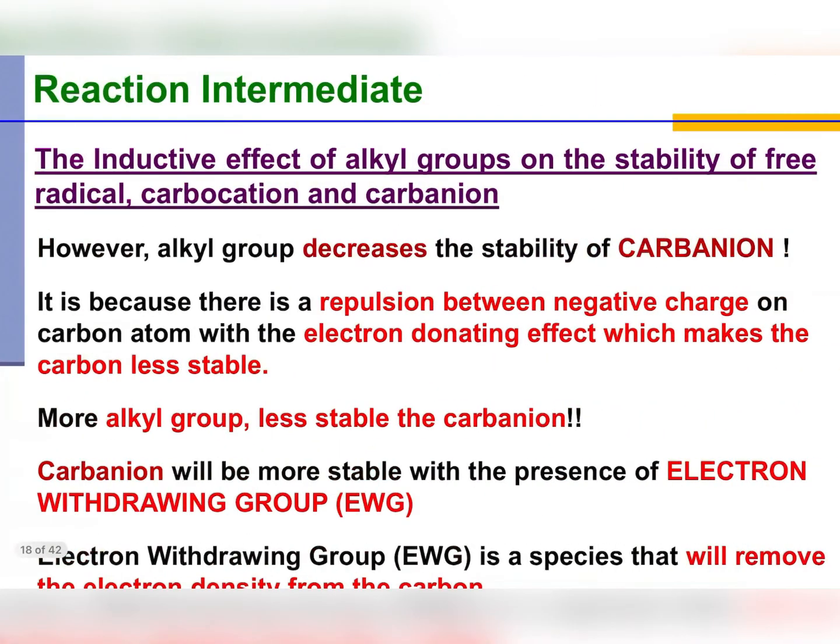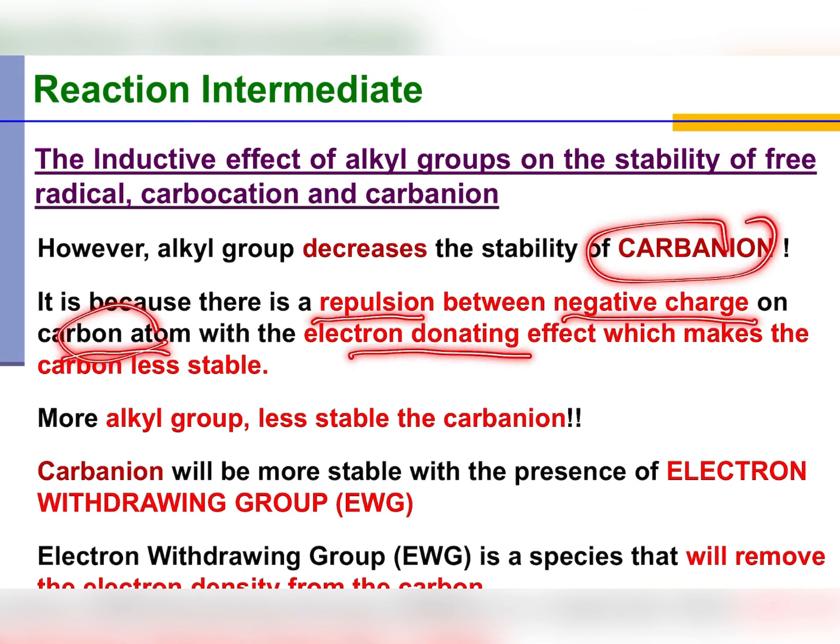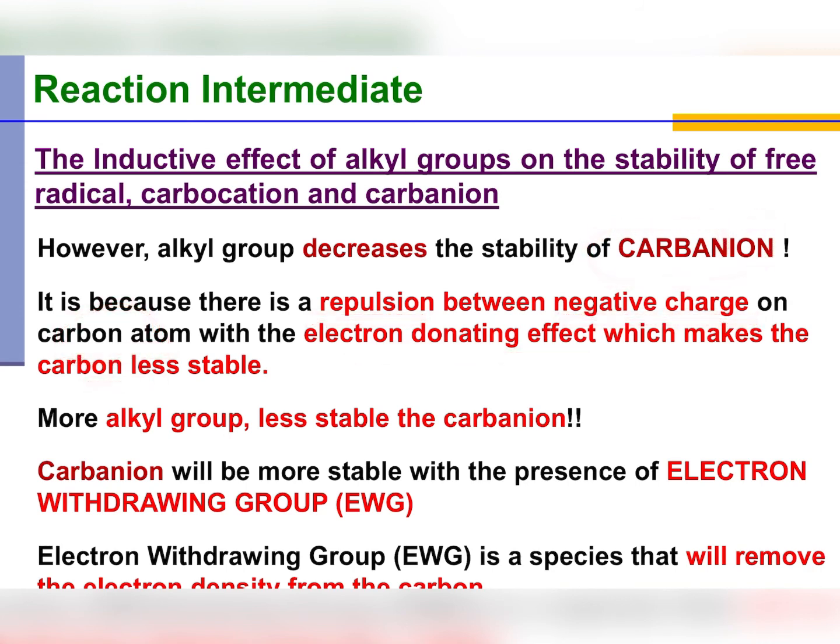Okay, alright, so next kita tengok lagi sambungan. However, alkyl group decreases stability of carbon ion. Tapi kalau alkyl group banyak dekat carbon ion, dia jadi makin tak stable. Okay, sebab apa? Sebab there is a repulsion between negative charge on the carbon atom, ialah carbon ion kan charge negatif, and electron donating effect which make the carbon less stable.